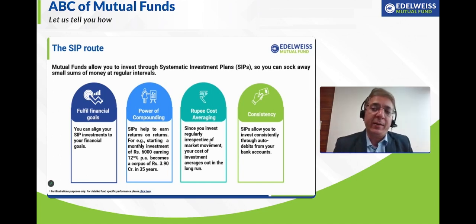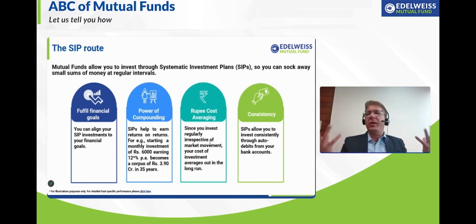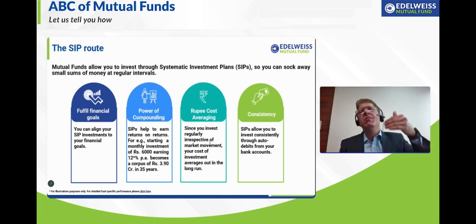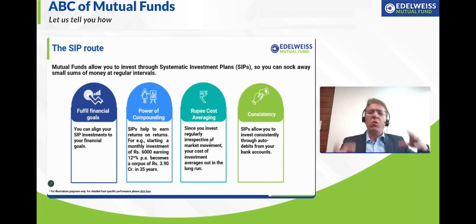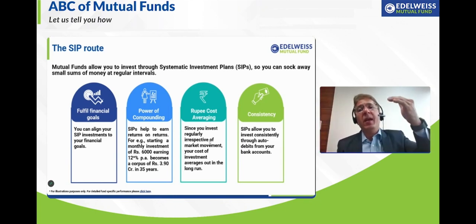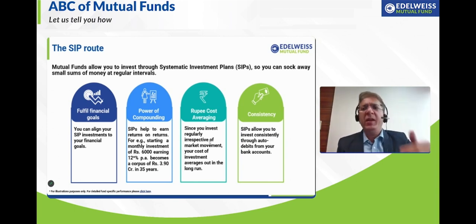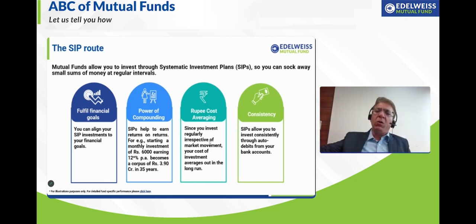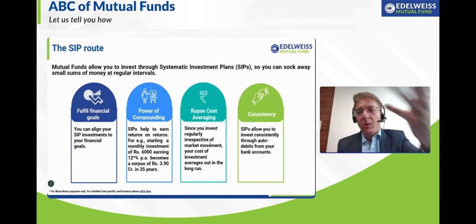Another benefit of SIP is this concept of rupee cost averaging. Markets are volatile, right? The markets go up, markets go down. It's not something you and I can control. But through the SIP route, I am buying every month, whether the markets are moving up or moving down. And what this does is help me average out my costs over the long term. I'm buying on a regular basis, every month on a date that I have selected. This helps me average out that market movement and come to a line which is averaged out, so that whether the markets are up or down, my cost is averaged out, because of which I will start seeing returns over the long term.